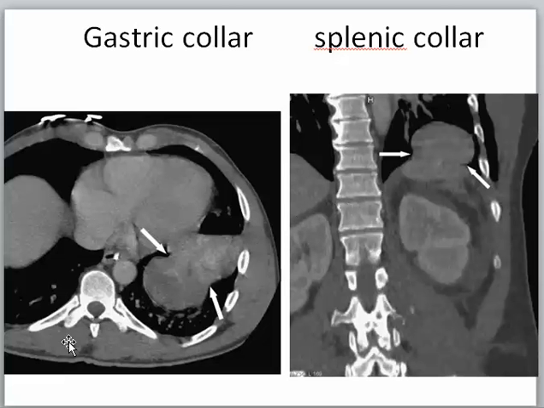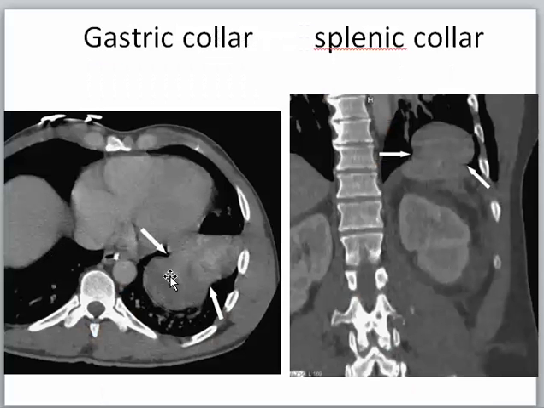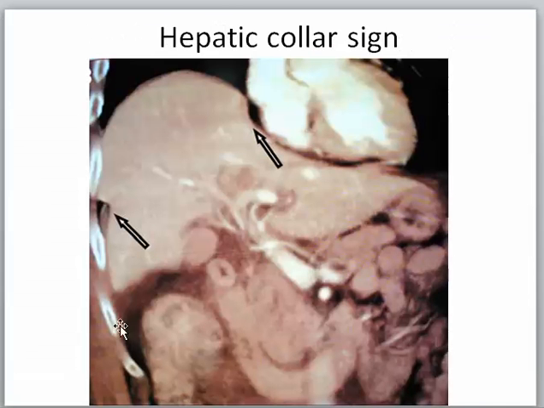Sometimes there is also hepatic collar. This is a hepatic collar sign. The part of the liver is above the diaphragm, bulging into the chest due to rupture of the diaphragm. So ruptured diaphragm can cause gastric bulge, splenic bulge above the diaphragm, or hepatic bulge above the diaphragm, and the constriction area is called the collar: gastric collar sign, splenic collar sign, or hepatic collar sign.